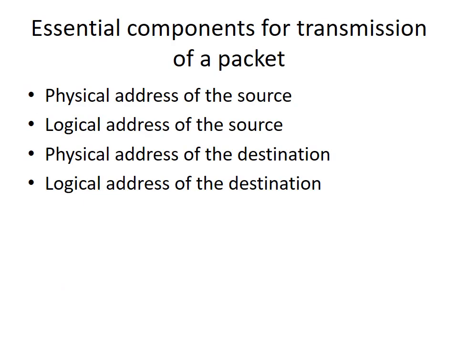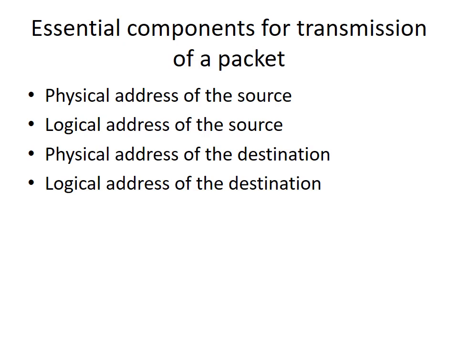While transmitting a packet over a network, there are some essential components. They have listed the essential components for transmitting a packet: the physical address of the source and the logical address of the source. That means the MAC address and IP address of the source. Similarly, the MAC and IP address of the destination. So while I am sending a packet from a source to a destination, the source has to be aware of the MAC as well as the IP address of the destination.